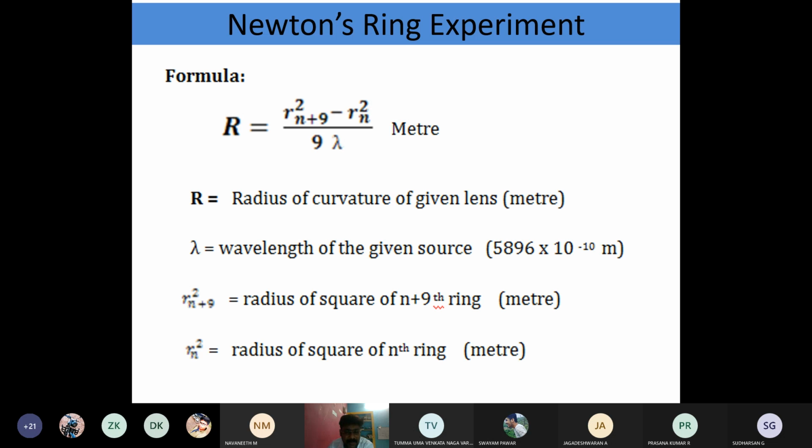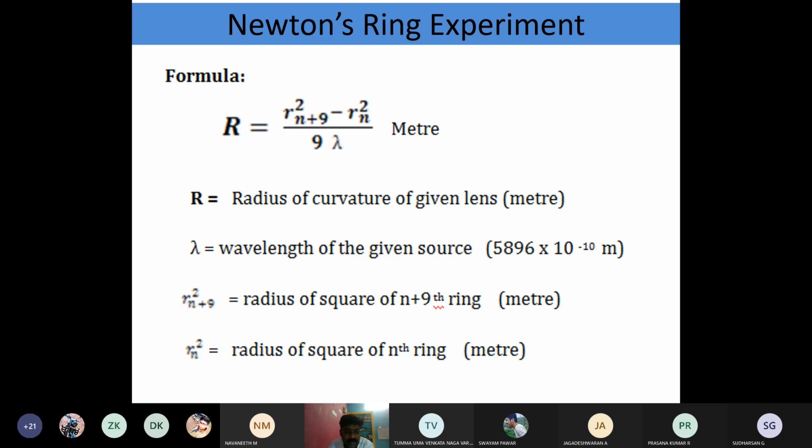So this is the experimental formula. The experimental formula is very simply given here. Capital R is the radius of curvature of the given convex lens. R is equal to r square n plus 9 minus r square n, where the small r is the radius of the ring.